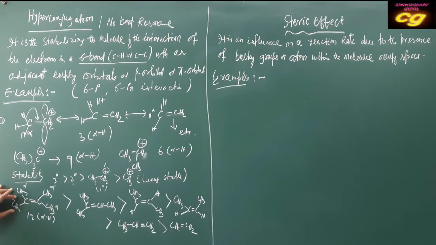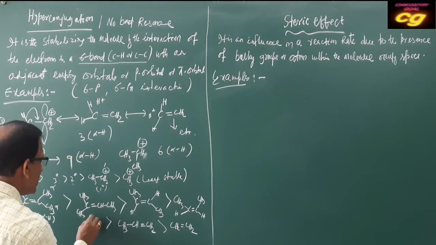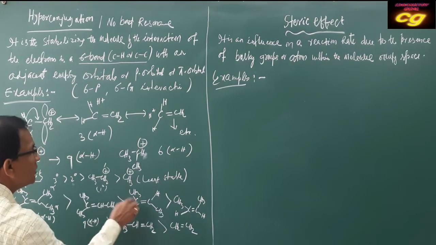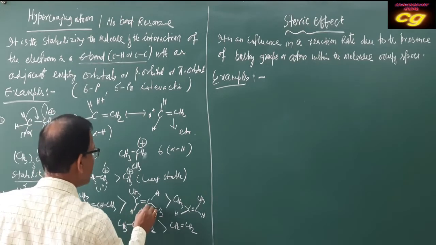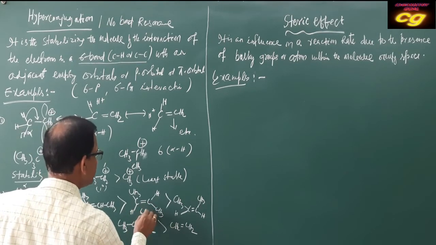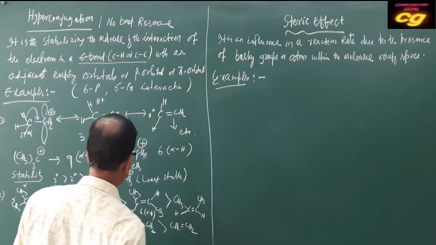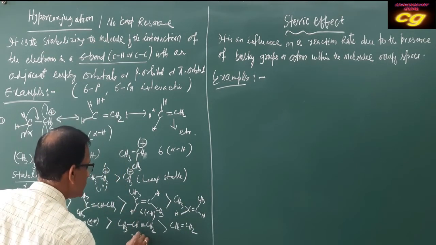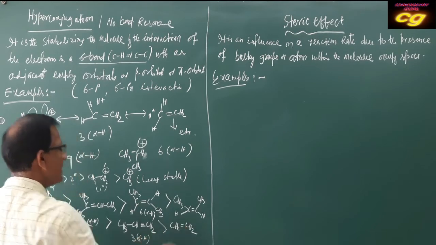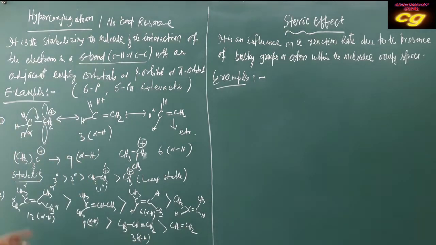Here the number of hyperconjugation is 12. Here the number of hyperconjugation is 9 alpha hydrogen atoms. Here 6 alpha hydrogen atoms. Here also 6. Here 3 alpha hydrogen atoms. And this one has no alpha hydrogen. That is why it is tetra-substituted, that is 1, 2, 3, 4.